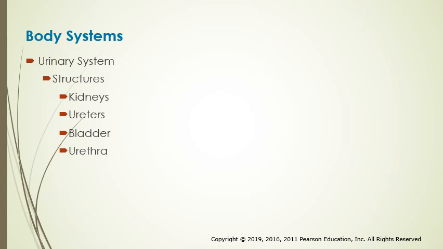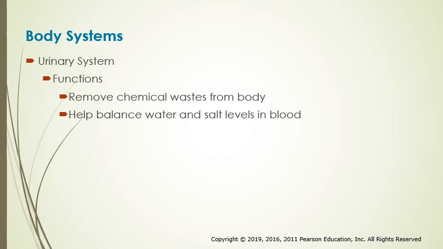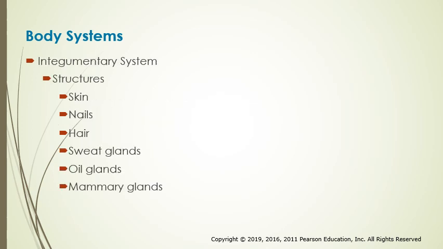Then our urinary system has our kidneys, ureters, bladder, and urethra, and that's the order that the fluid goes through. So it goes through the kidneys where it's filtered out. From the kidneys, it travels through the ureters, which are like hoses that go to the bladder, and then from the bladder, it's excreted out through the urethra. Its functions, like we mentioned earlier, are to remove chemical waste and help balance water and salt levels in our blood. And the integumentary system. That's our skin, nails, hair, sweat glands, oil glands, and mammary glands.